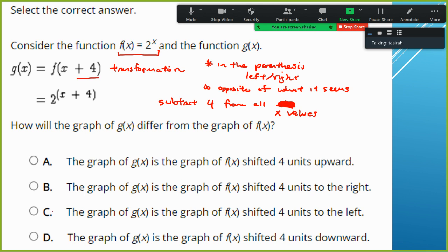So it would be C. Nice. Yeah, it would be C. The graph of g of x, the new one, is the original f of x shifted 4 units to the left.